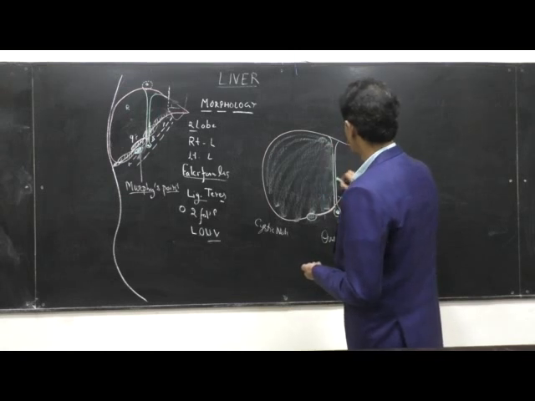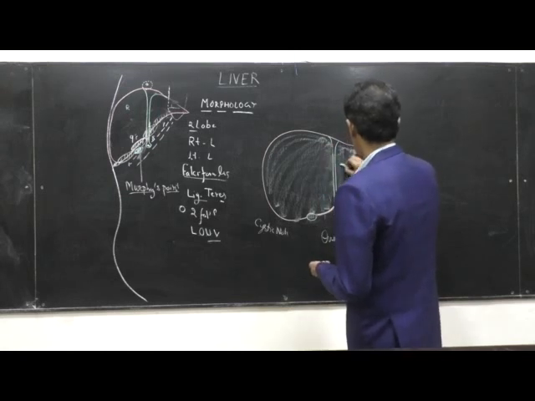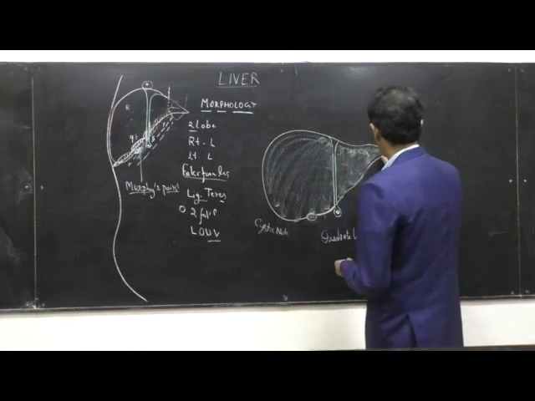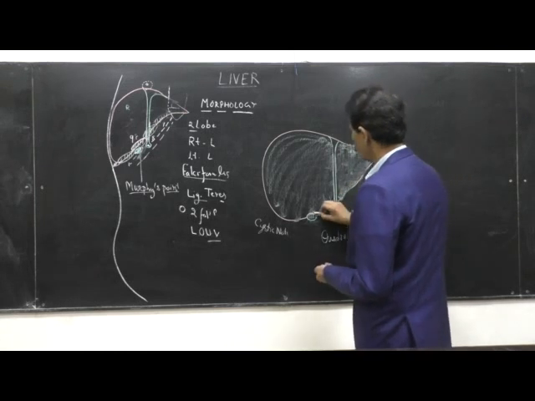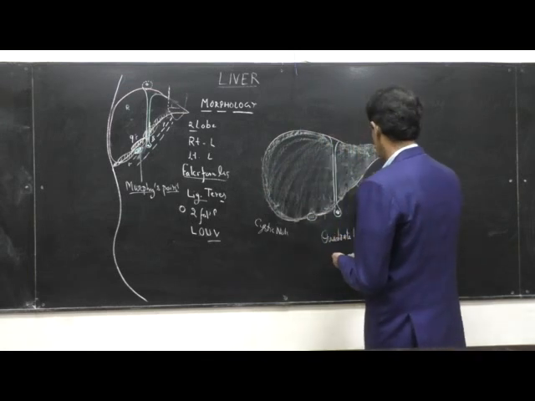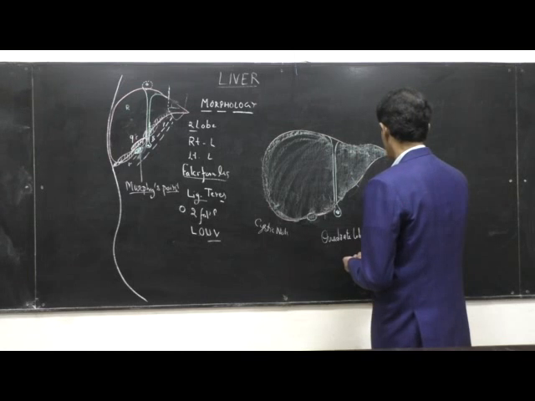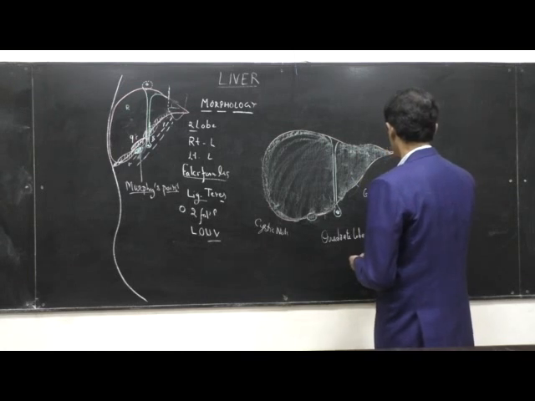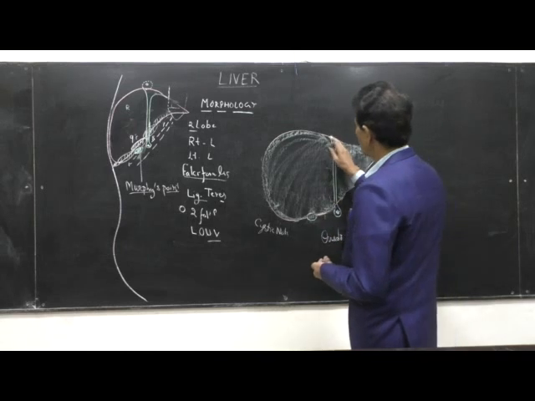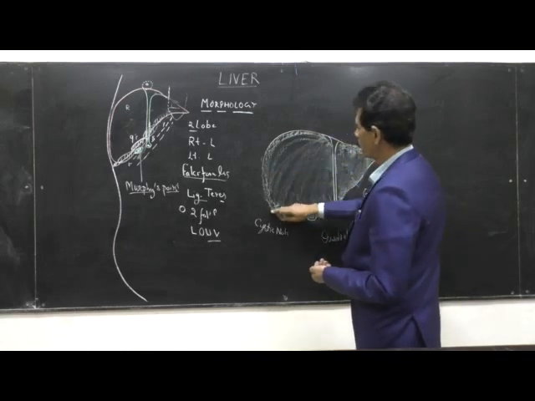And this is the visceral peritoneum of the liver, which forms the double fold of the falciform ligament. And this capsule of the visceral peritoneum covering the whole of the liver is called the Glisson's capsule. This is the Glisson's capsule. So it is covered here.